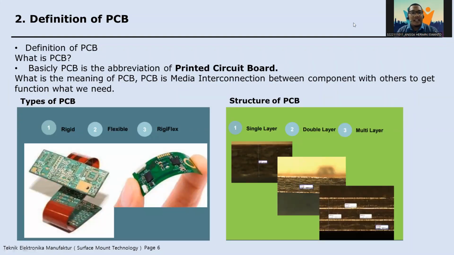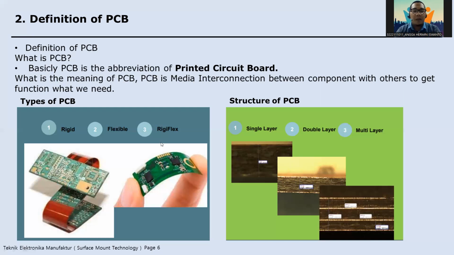Okay, let me continue our presentation. The second is the definition of the PCB. What is the PCB? Basically, PCB is the abbreviation of printed circuit board. Actually, the PCB is a media for interconnection between components and others to get the function we need. Below you can see the picture.